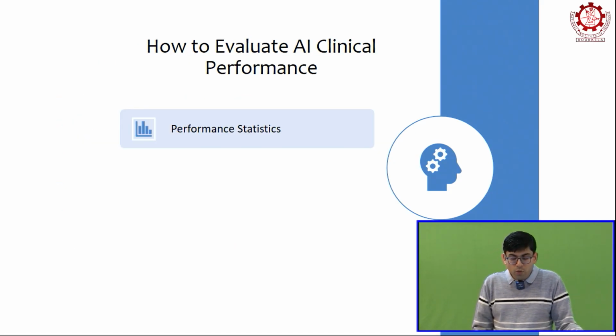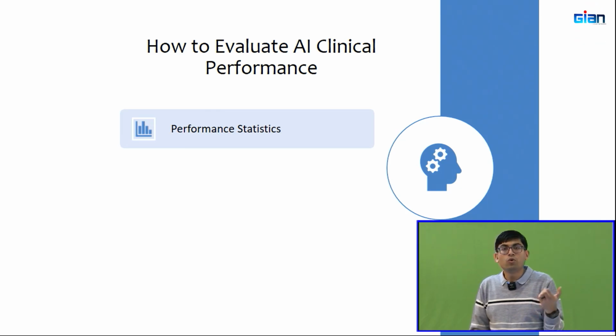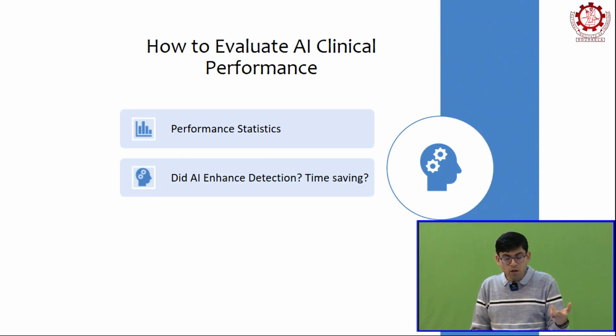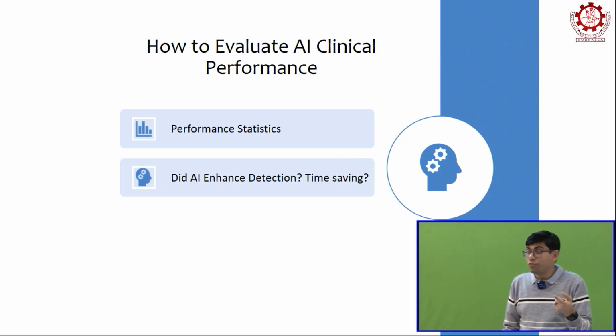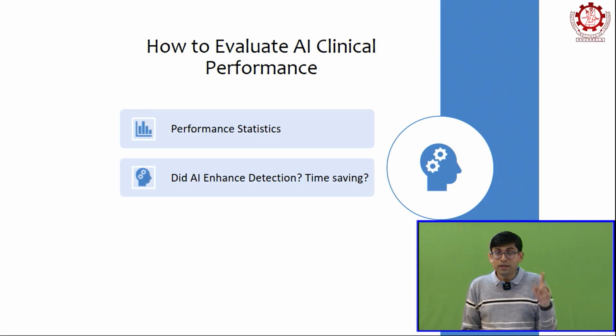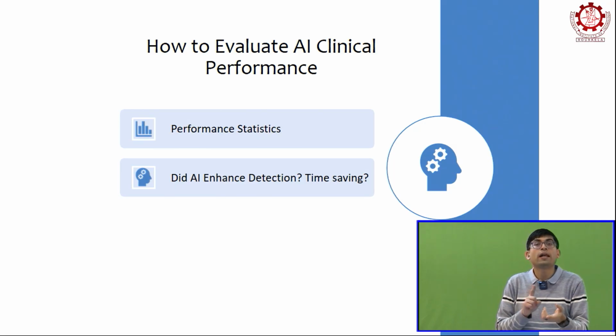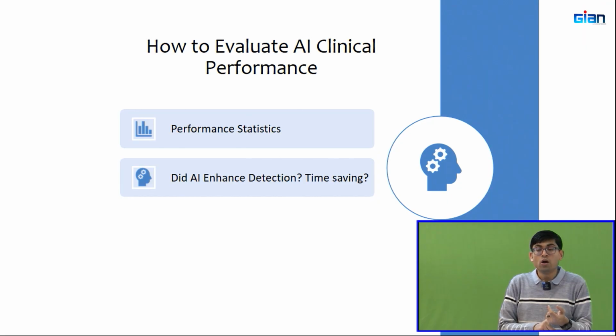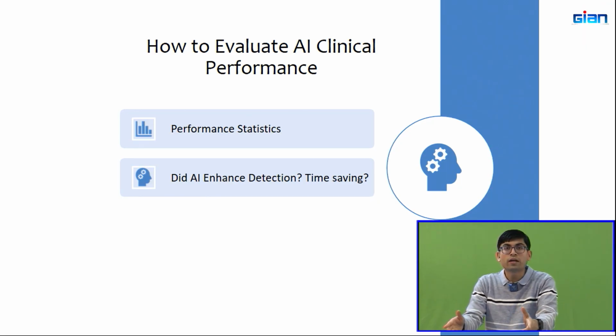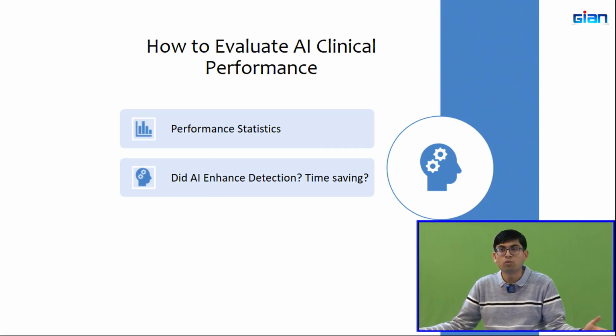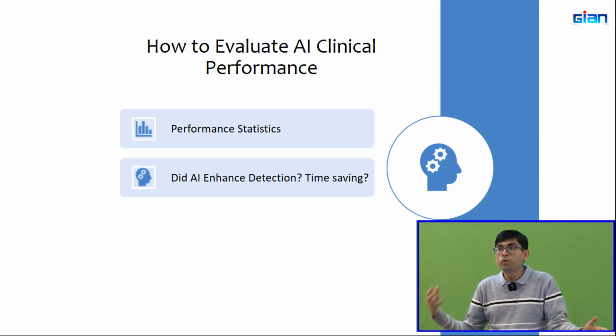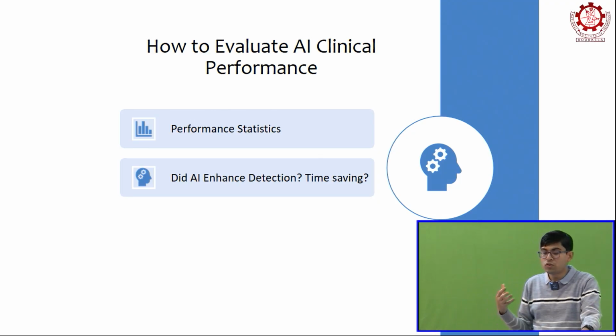So how to evaluate AI clinical performance? You look at performance statistics. If it's segmentation, you look at Dice scores, Dice similarity coefficients. You look at something called Hausdorff distance, different sorts of overlap metrics. But more importantly, for clinicians, for a hospital, did the AI enhance detection, and what time savings did it lead to, right? So if a doctor can do it in 5 seconds and your AI takes 1 hour, what's the use of having that system, right? So you need to have measures regarding time savings.